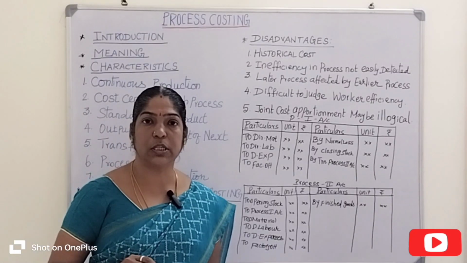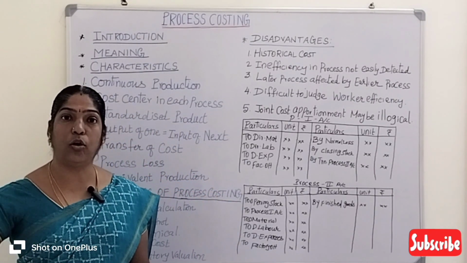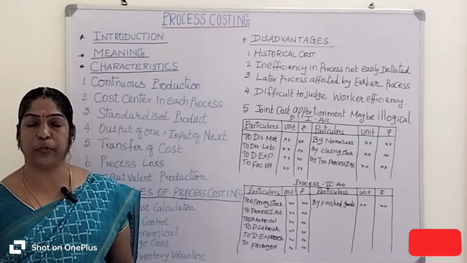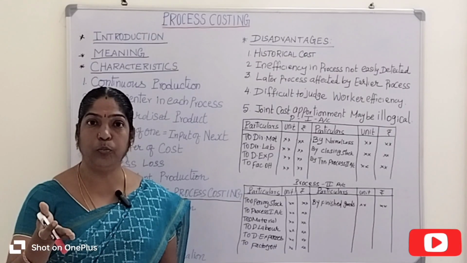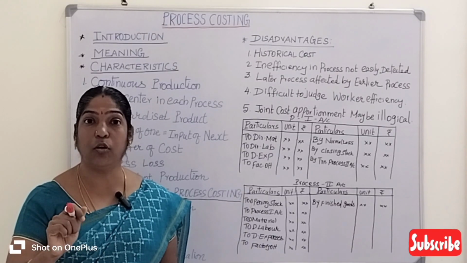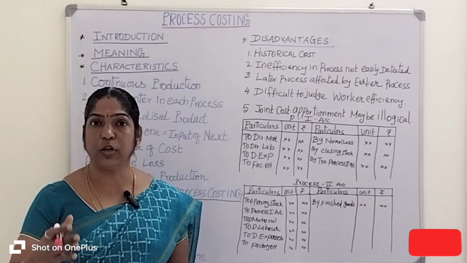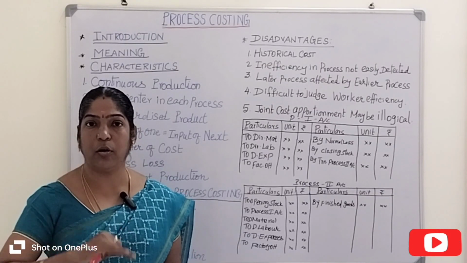What is meant by process loss? I will explain you clearly. Raw materials go through several processes, right? At the end of the process, do we get 100% output? No. Why? Because of process loss. Process loss is divided into two types: normal loss and abnormal loss.